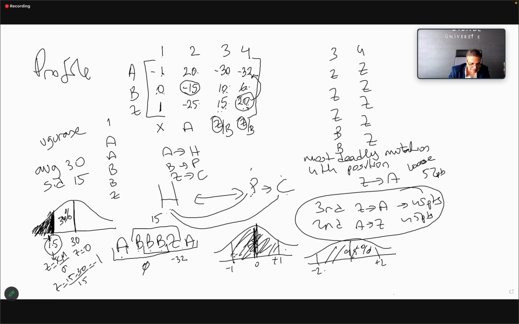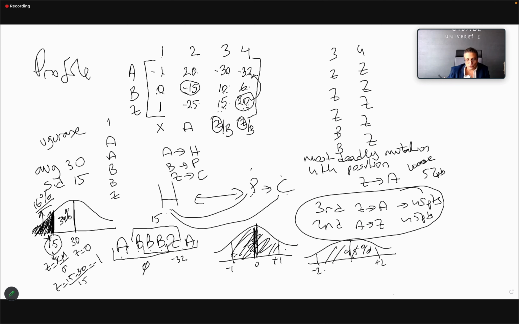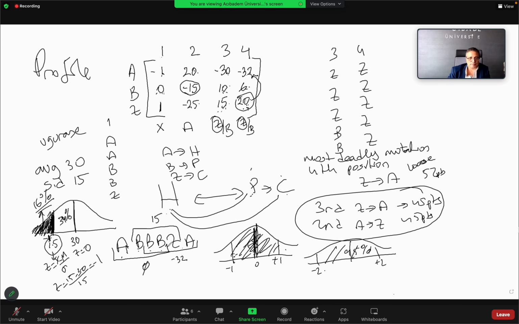Okay, and what's this area? 16%. So this person is on 16th percentile. So only 16% of the individuals have a score less than this person. So I'm only 16% confident that this person will carry out the ugrase activity.